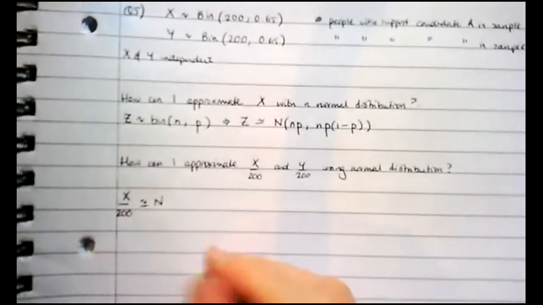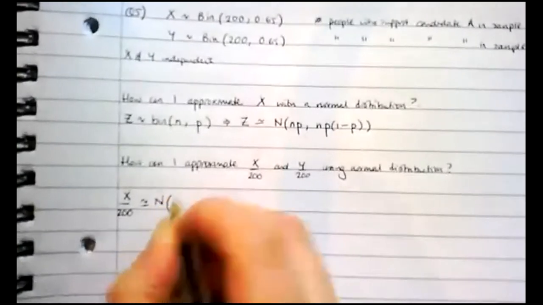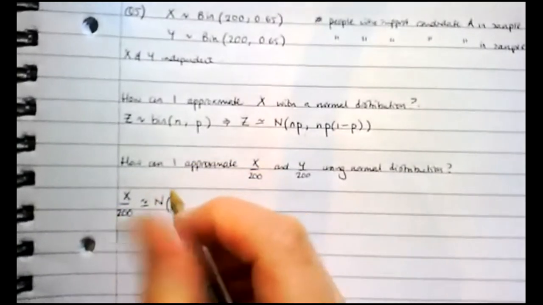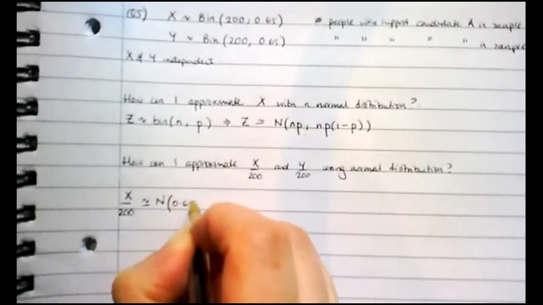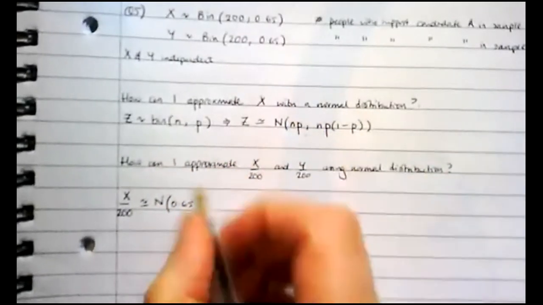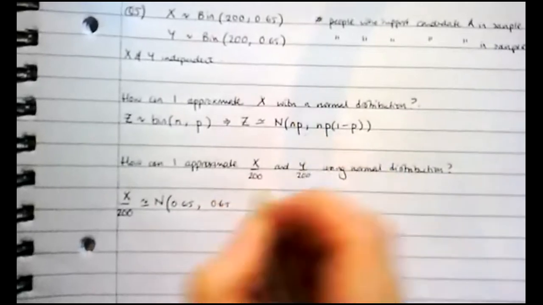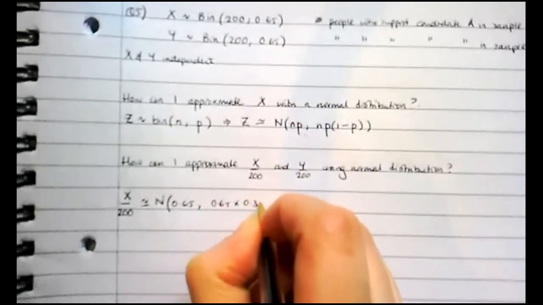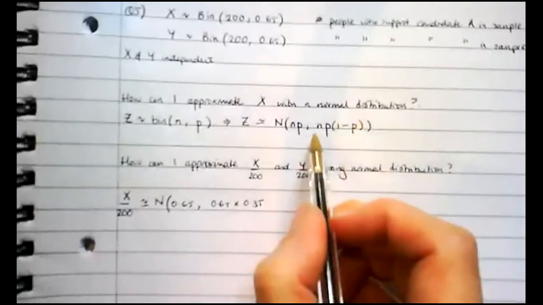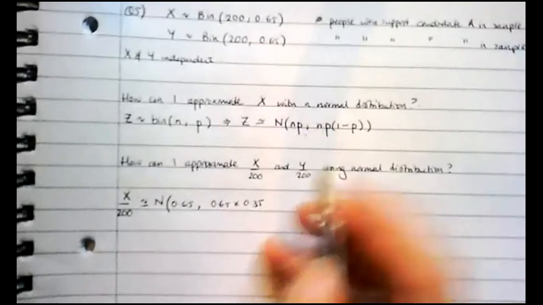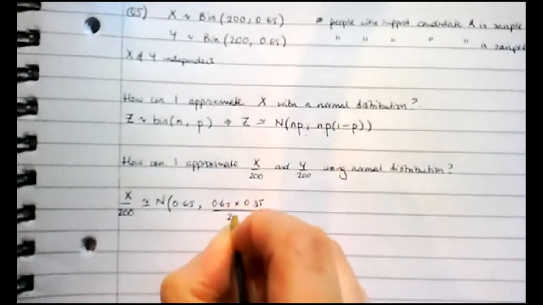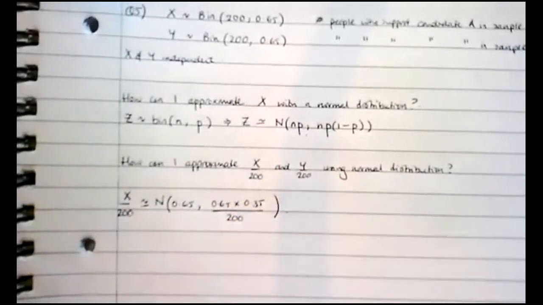So what we're going to end up with is just P here, so 0.65. And then this one is going to be 0.65 for P times 0.35, which is 1 minus P, and then divided by 200 squared. But we've got one set of 200 here, so we're going to have divided by 200 here. So thank you, John. It's amazing. So now hopefully we're ready to go.